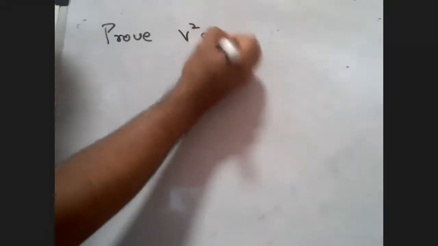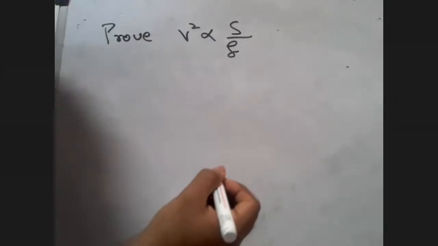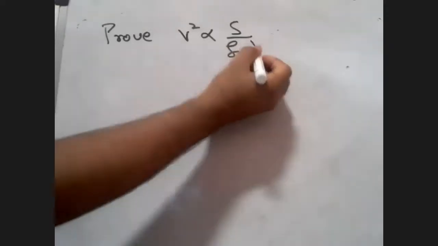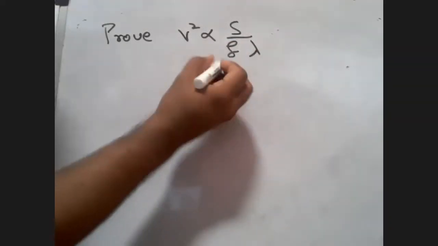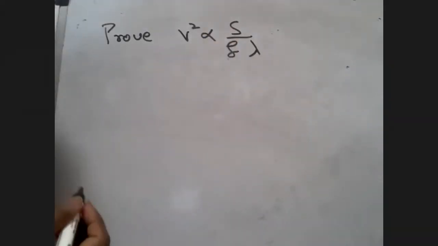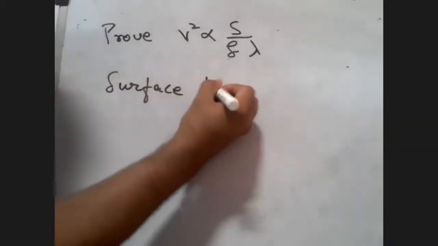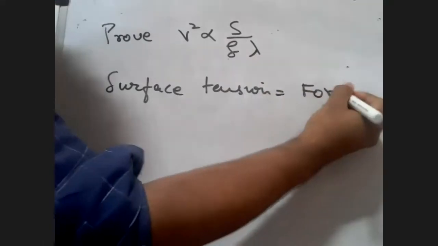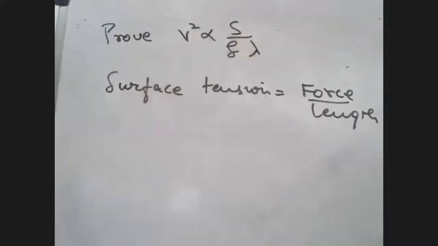At the end of the question, they have written: prove v squared is proportional to S upon density and wavelength. Okay, now listen to me. Also, this is given that wavelength is basically length only. Density you know, and surface tension, what is it, students? This will all be given to you, don't worry. Surface tension is equal to force upon length. So this is all given in the question, you don't need to worry.